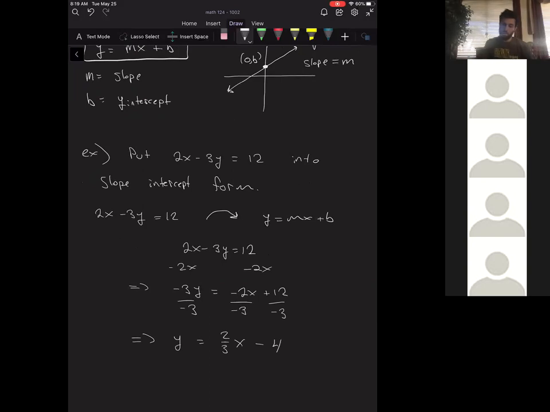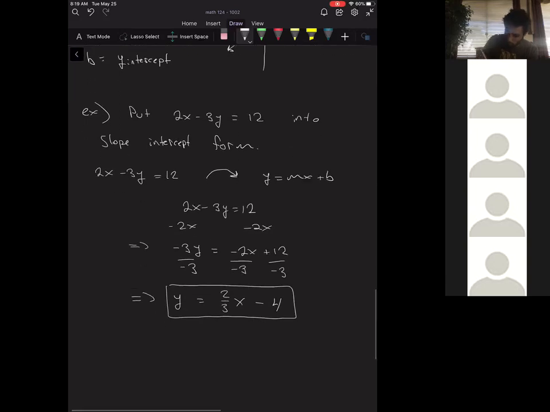So now we just turned the line that we were given, the 2x minus 3y, with a little bit of manipulation, moving the 2x over and dividing by the minus 3. Now this line right here is in slope-intercept form. Just from looking at it, we see that our m is equal to 2/3, and our b is equal to minus 4.